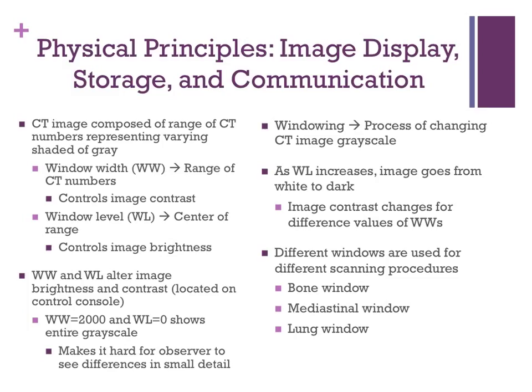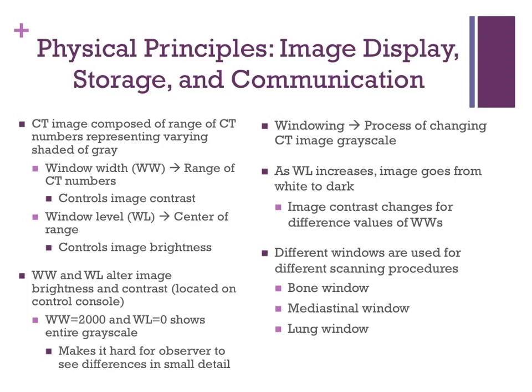So the window width can equal 2000 and the window level equals 0, and this can show the entire grayscale. And it makes it hard for the observer to see the difference in small details. And this is since the human eye can only perceive about 40 shades of gray. Windowing is the process of changing the CT image grayscale.